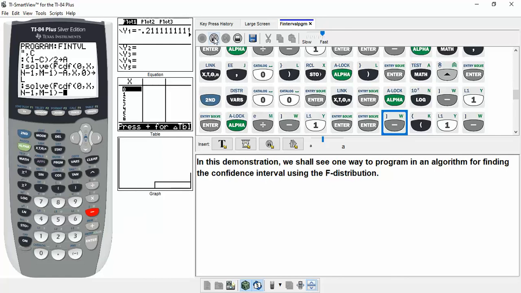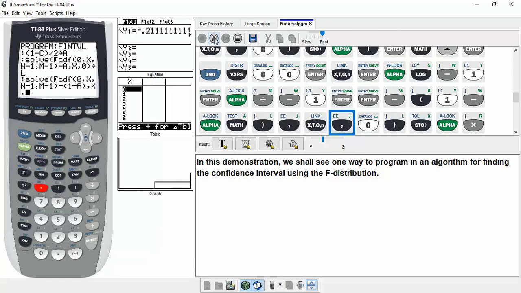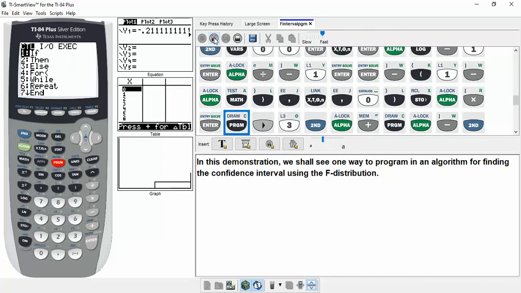And this time I'm going to subtract 1 minus a. This will give me the right critical value. And I'm going to put 1 minus a in parentheses, so it's subtracting that difference. Then I'm going to do a comma, x, the variable I need to solve for, comma, 0, the starting point of my algorithm, end that solve command, and store this as the variable r for right critical value.